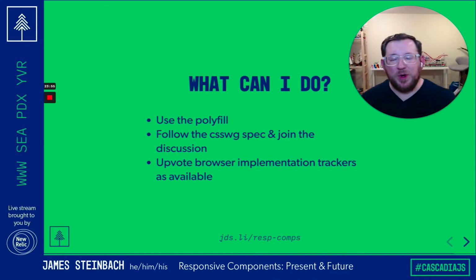You can follow the CSS Working Group's specification discussions and join in. They're all hosted in GitHub issues, so there's a really low barrier of entry. All you have to do is have a good GitHub account and have something to contribute to the discussion. Additional use cases, edge cases that haven't been considered, please join in.